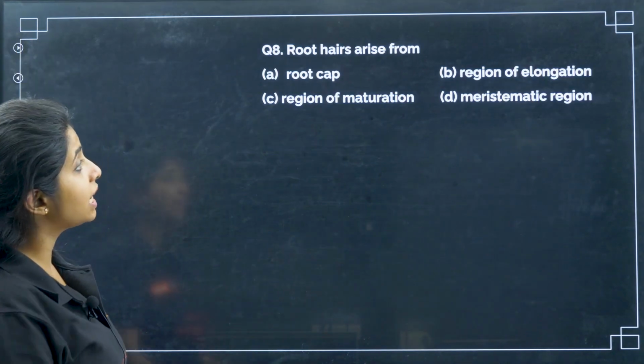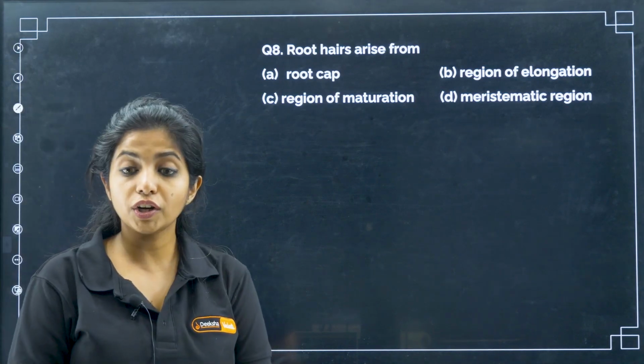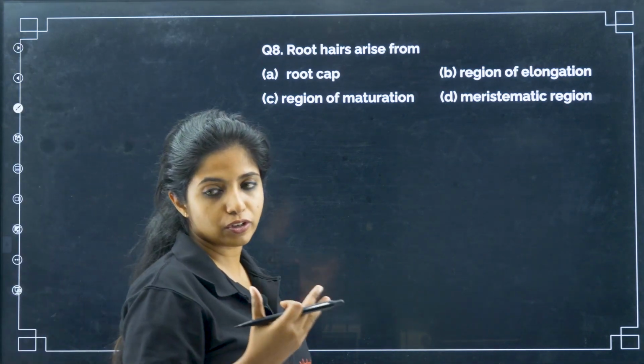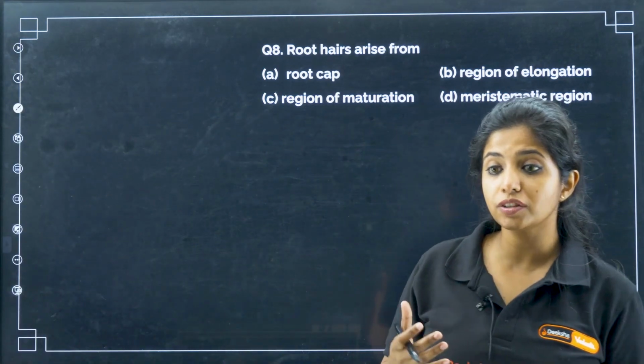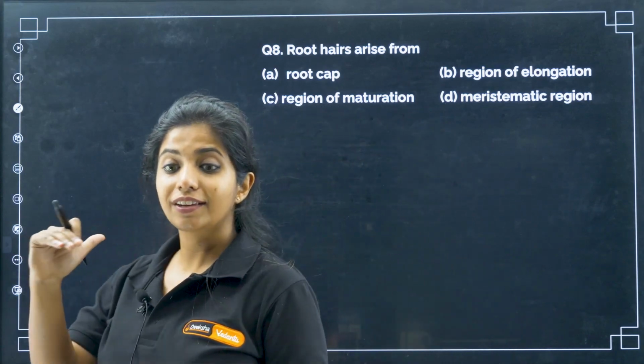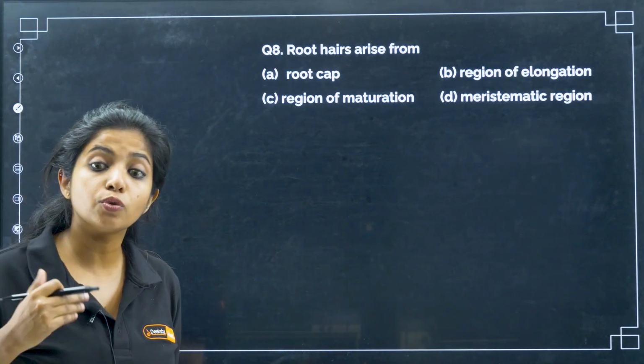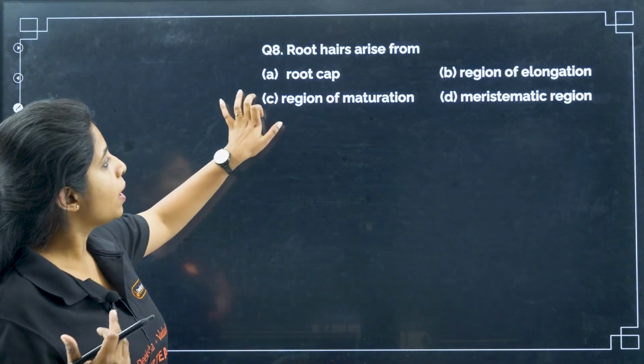Next, root hairs arise from. My dear children, in the root you have different regions. First you have the root cap, then the meristematic region, then the region of elongation, then the region of maturation. Where do you get root hair from? It is from the region of maturation.